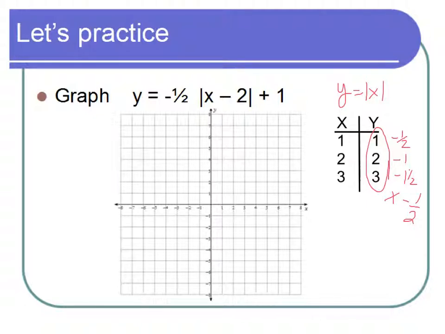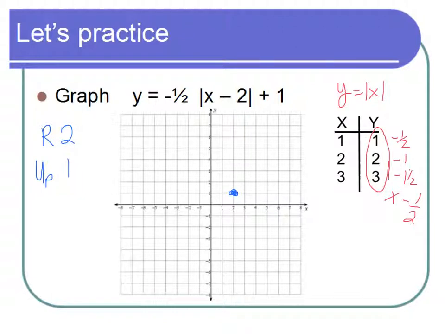All right, so let's try this. First thing I got to do is get my shifting. So it looks like this is my horizontal movement. I'm going to go right 2, and I am going to go up 1, and plot my new vertex. So right 2, up 1. Here's where the vertex is going to be now.